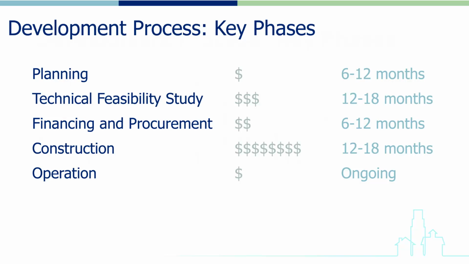the start of construction. Construction of the microgrid infrastructure is by far the most expensive phase of the project and can take from 12 to 18 months or longer, depending again on the complexity of the microgrid, the number of sites connected to it, and the generation assets that are used to drive it.